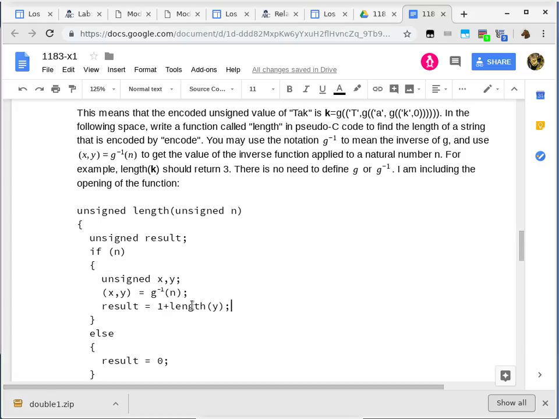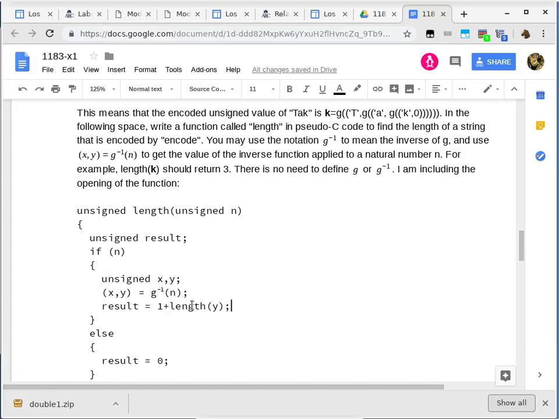The first element of the two-tuple is the first character of the string. The y is the encoded version of the rest of the string, and that has to do with how things are encoded, and that's why K is defined like this. When you pass TAK and a null character, you can see how the ordering of TAK and the null character is specified here.